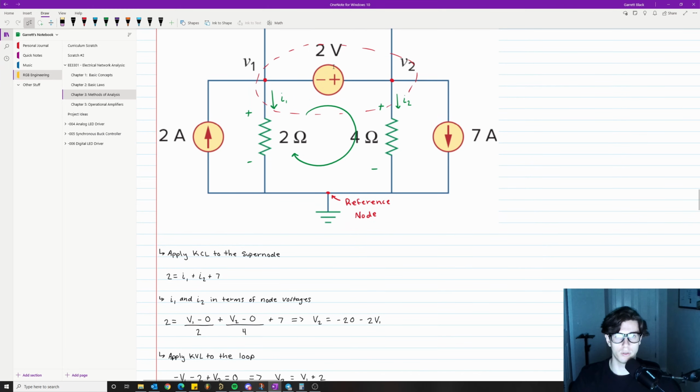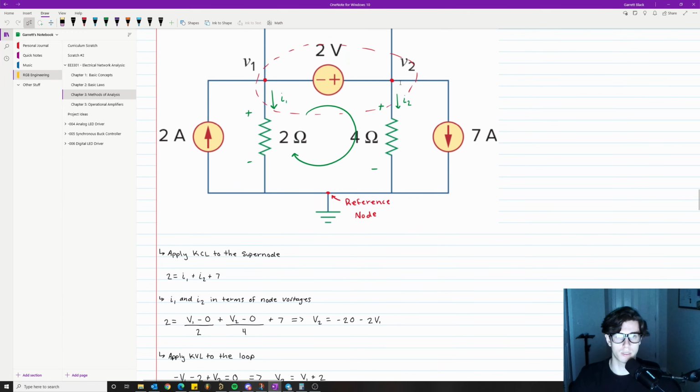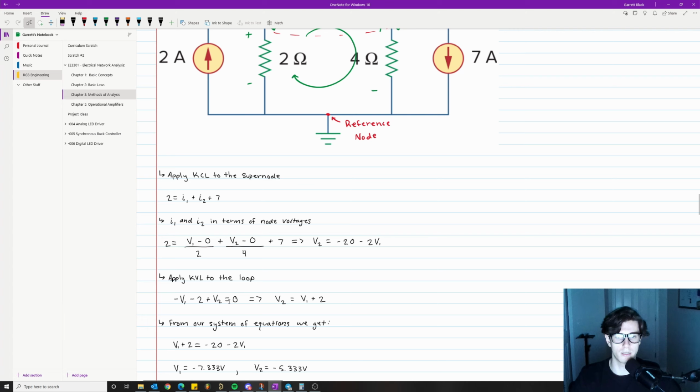Then we have minus 2 volts because, again, we're going minus to plus, so that's going to be negative. And then we have a plus V2, because we're going from V2 to 0. So V2 is going to be positive, and that's going to equal 0 volts. So then we get this equation, V2 equals V1 plus 2.